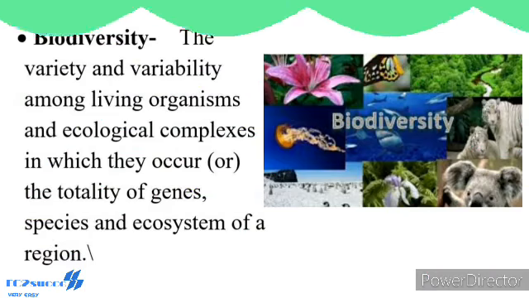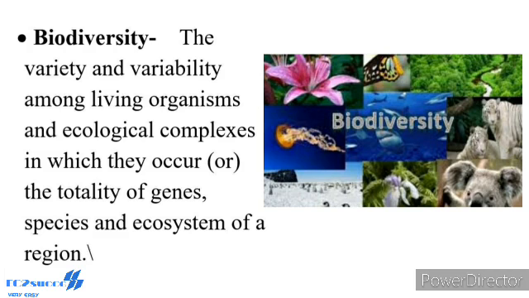Important terms: biodiversity, the variety and variability among living organisms and the ecological complexes in which they occur, or the totality of genes, species, and ecosystems of a region. In our biosphere, immense diversity or heterogeneity exists not only at the species level but at all levels of biological organization, ranging from macromolecules within cells to biomes.